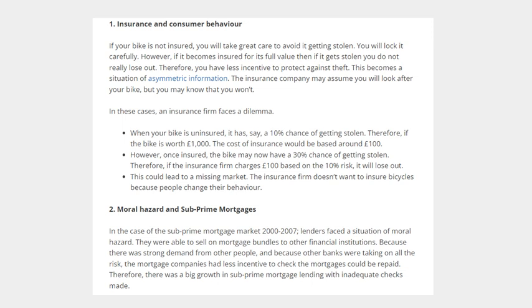2. Moral hazard and subprime mortgages. In the case of the subprime mortgage market 2000 to 2007, lenders faced a situation of moral hazard. They were able to sell on mortgage bundles to other financial institutions. Because there was strong demand from other people, and because other banks were taking on all the risk, the mortgage companies had less incentive to check the mortgages could be repaid. Therefore, there was a big growth in subprime mortgage lending with inadequate checks made.